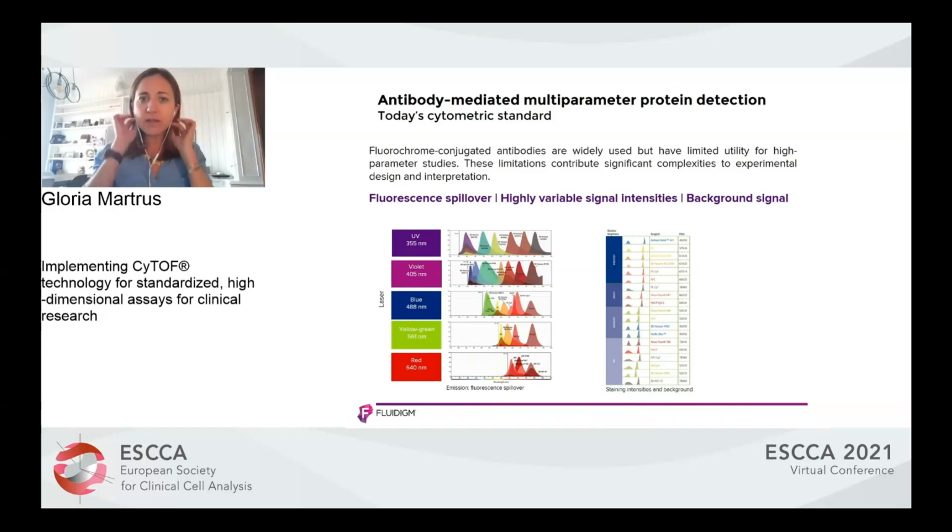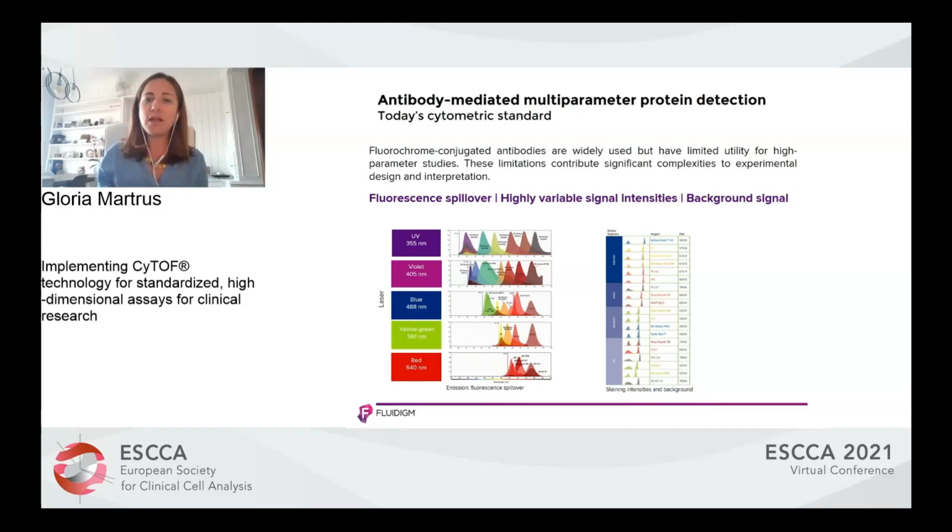Moreover, the fluorochromes are not stable. So to say, the intensities that you will measure on a fluorochrome, on PE, let's say here, I'm based in Barcelona, in a machine here in Barcelona, will not be the same intensity that you will measure in a machine in Paris or in London or in Athens. So they have highly variable signal intensities.